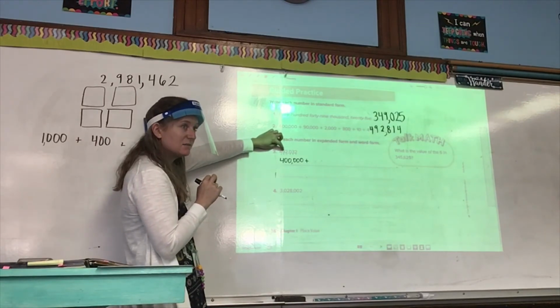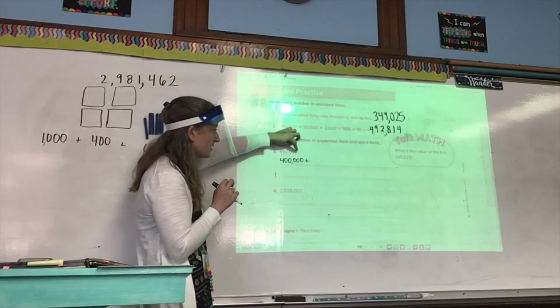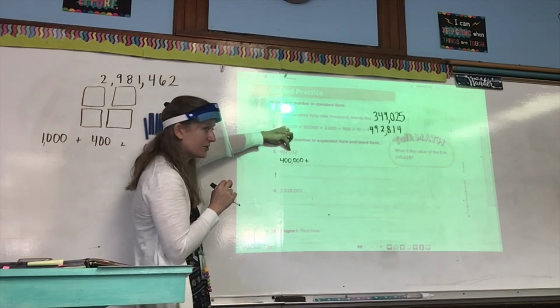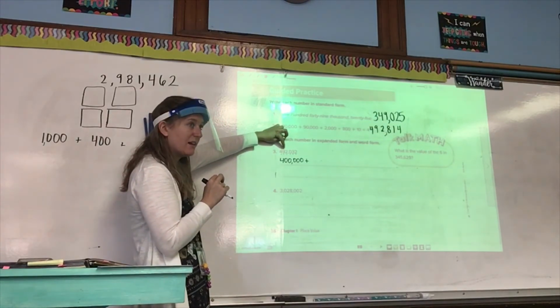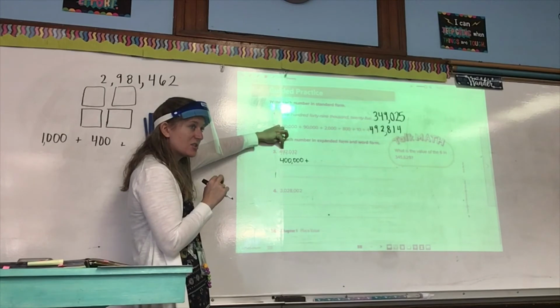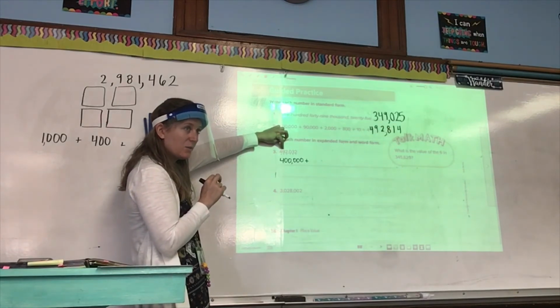What place is this? Start on the right and start naming places. Ones, tens, hundreds, 10,000. So a 9 in the 10,000s is worth how much? Is there such a thing as 9 10,000s? What is it?